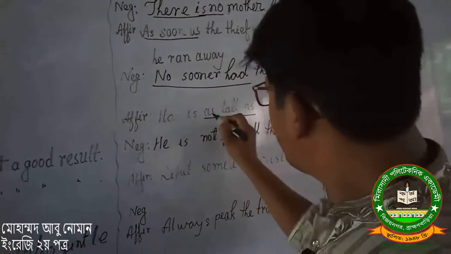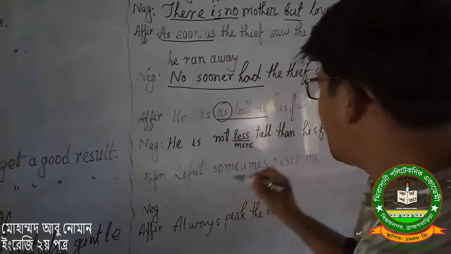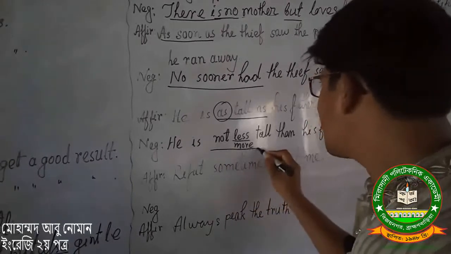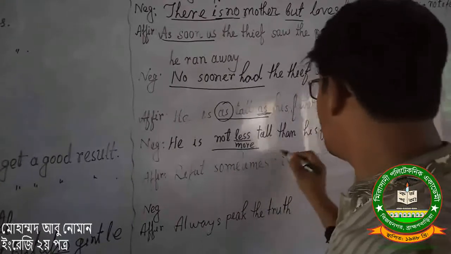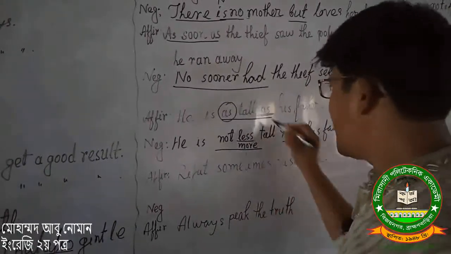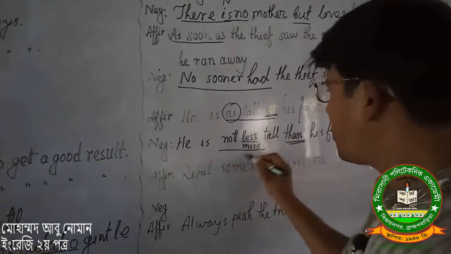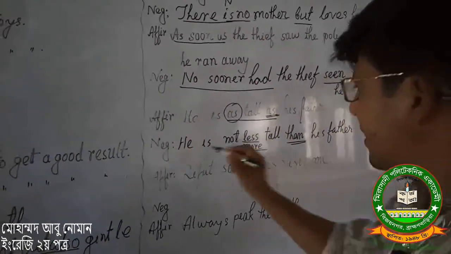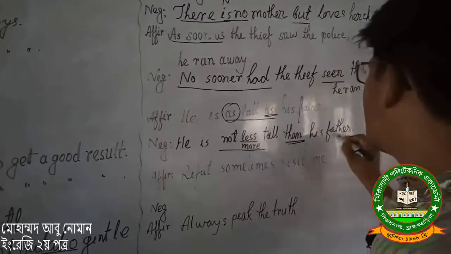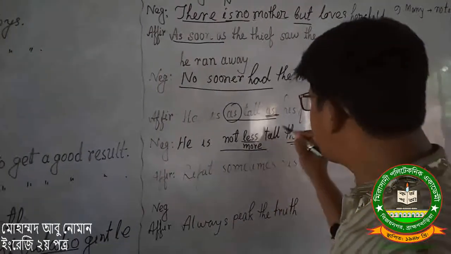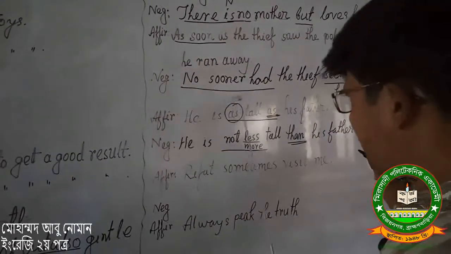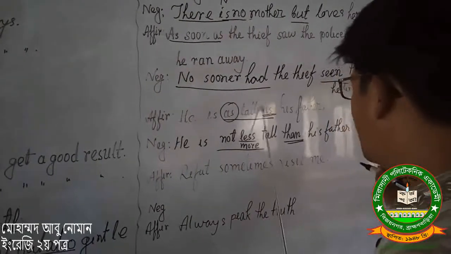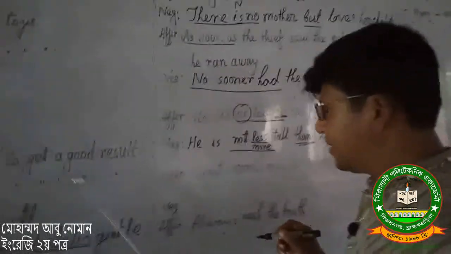Look at this: for the first as, we have written not less or not more. Instead of the second as, we have written than. First as becomes not more than or not less, and second as becomes than. He is not less than his father. He is not less tall than his father. Before the word we have written not less, after the word we have written than. What kind of part of speech it is, no need to think much about it.